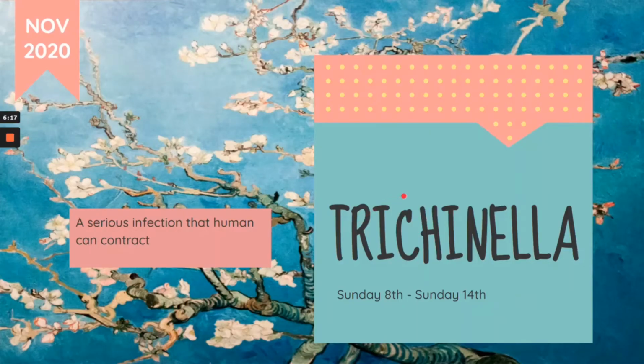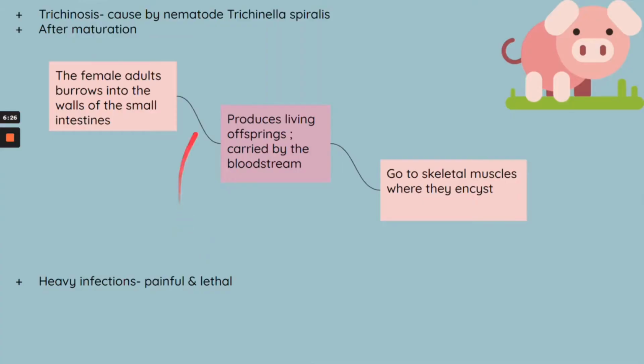So we go to the next one. The second one is trichinella. Trichinella can cause a serious infection to humans that we call trichinosis. It happens when a human eats rare pork that contains encysted trichinella larvae.